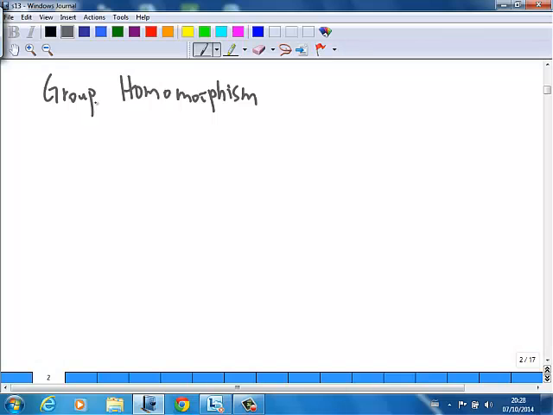Okay, so suppose you have two groups, let's say G and G prime. A group must have a binary operation. Let's say the operation in G is star, and this one is star prime. The one on the left side is just star, and the right-hand side is just star prime. Star could be addition, multiplication, or some other funny binary operation.